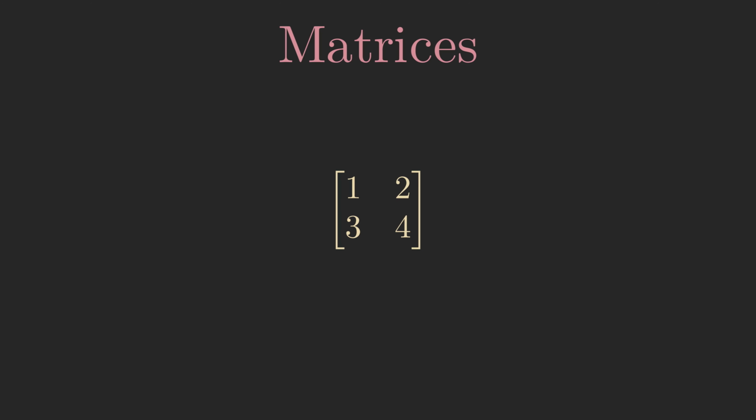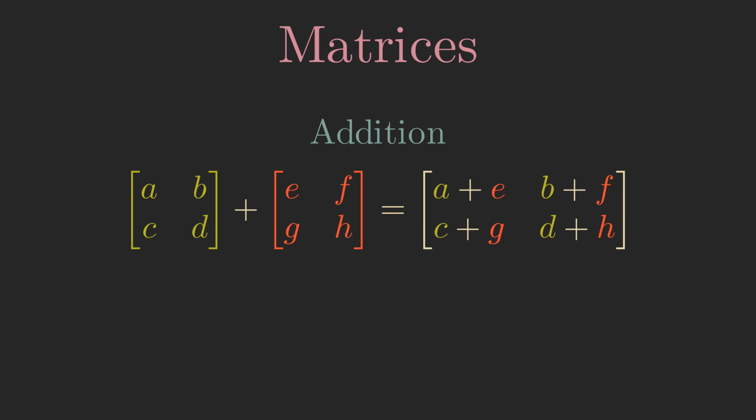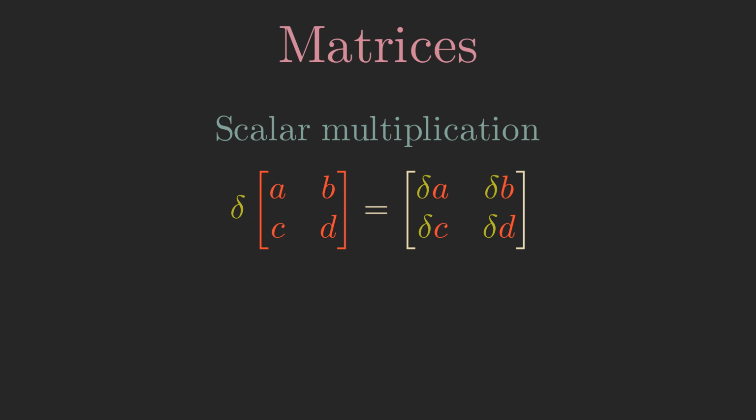Now, let's get on to matrices. A 2x2 matrix, which is the type of matrix we will be dealing with in this video, is a 2x2 grid of numbers. Adding 2 matrices together is done term by term, and the same goes for multiplying a matrix by a number. It's just multiplying each of the terms by that number.